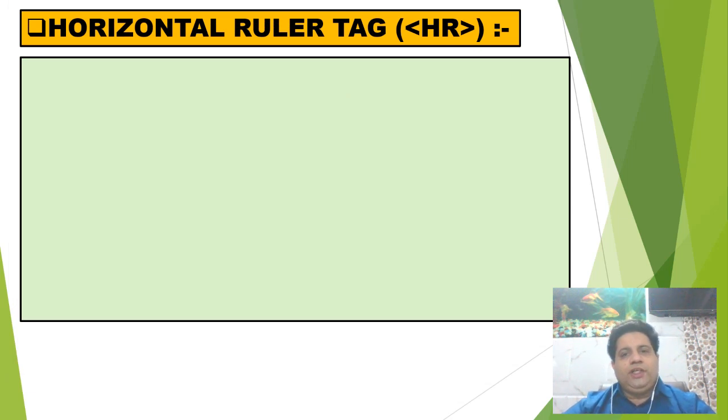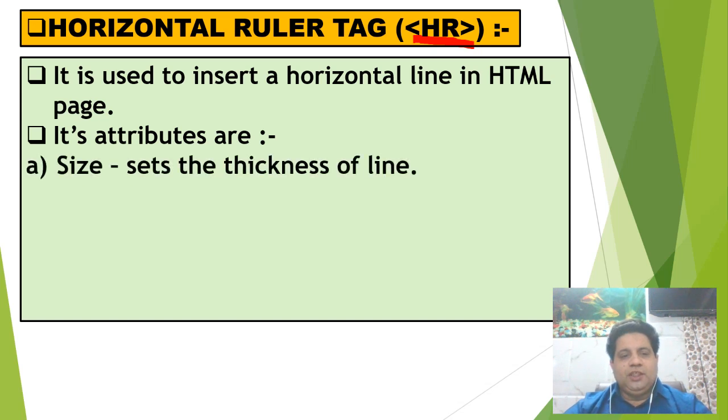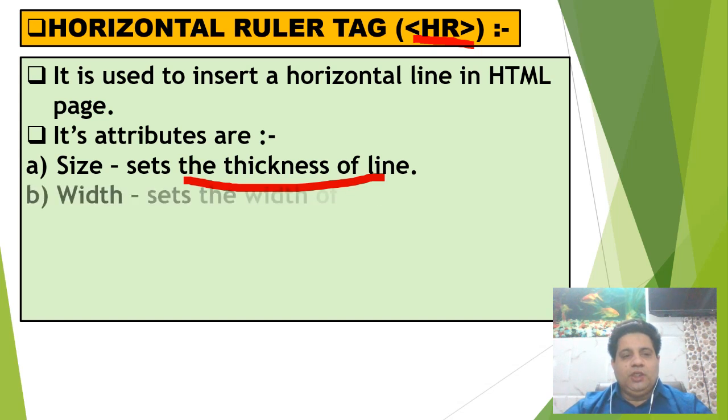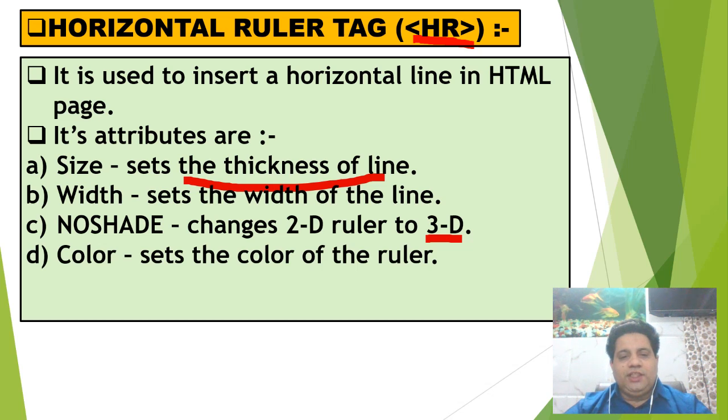Now, the horizontal ruler tag. You can insert a horizontal line in your web page using a tag called HR, the horizontal ruler tag. It is used to insert a horizontal line in an HTML page. Now, what are its attributes? Number one, size. It sets the thickness of the line, how thick the horizontal line will be. Then there is the width of the line. Then the noshade attribute. By default, when you insert a line, it is in 2D shape, so you can change its shape from 2D to 3D using the noshade attribute. And next is color. You can set the color of the ruler.